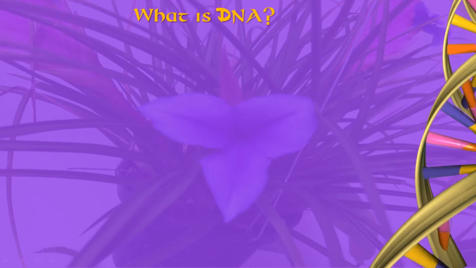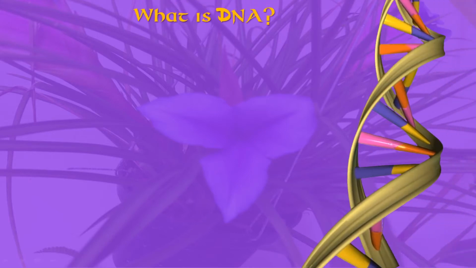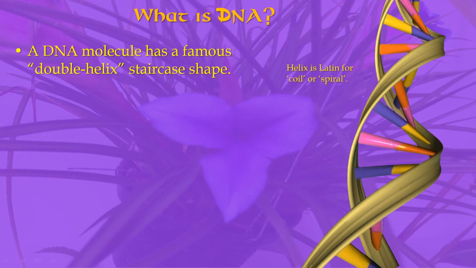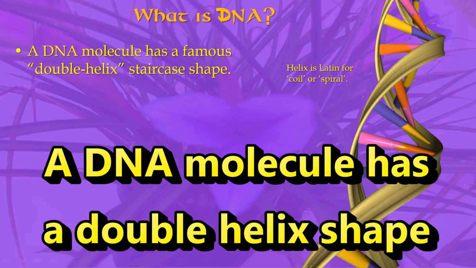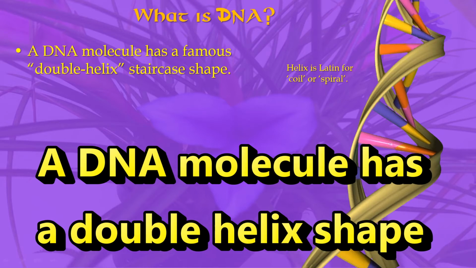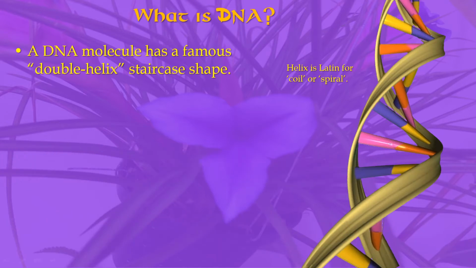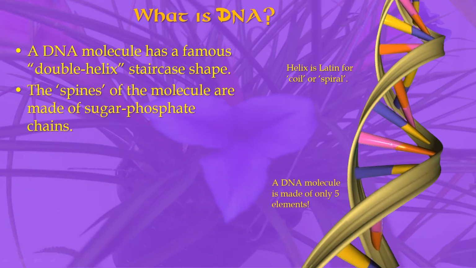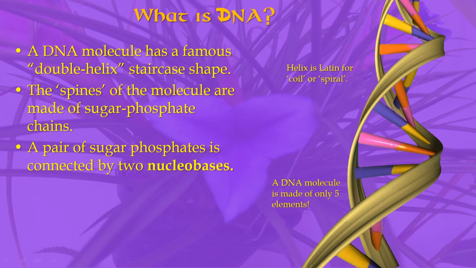Let's look a bit closer at DNA. You might have seen something like this before. This is the famous shape of DNA, called a double helix. The spines of the molecule, the beige bands which go around the outside, are connected pairs of sugar phosphate molecules. And each pair is connected by two nucleic bases, which are the coloured sticks in the middle.